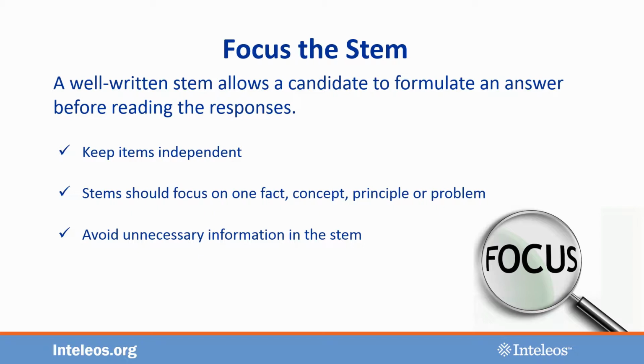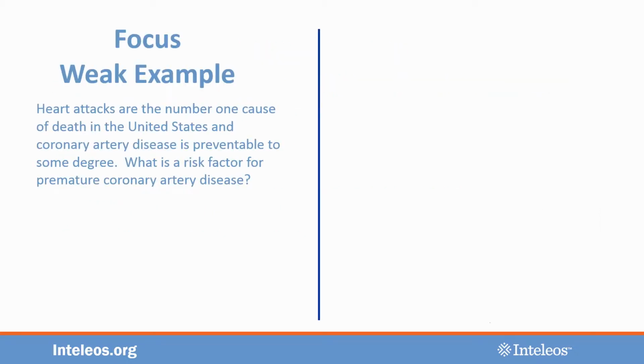Let's look at some examples. Heart attacks are the #1 cause of death in the United States, and coronary artery disease is preventable to some degree. What is a risk factor for premature coronary artery disease? It is likely some test takers already know the answer to this question, so it passes the first test. However, the entire first sentence, while true, is not essential to be able to answer the question.